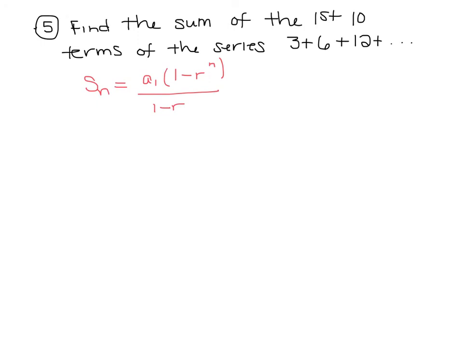Well, we have everything we need. S sub n will equal, our first term is 3 times the quantity of 1 minus, well, to go from 3 to 6 and then 6 to 12, our r is 2. We're looking for the sum of the first 10 terms, so we have an n of 10, all divided by 1 minus 2. Be very careful here. 3 times the quantity of 1 minus 2 to the 10th over, essentially negative 1, comes out as a sum of 3,069.